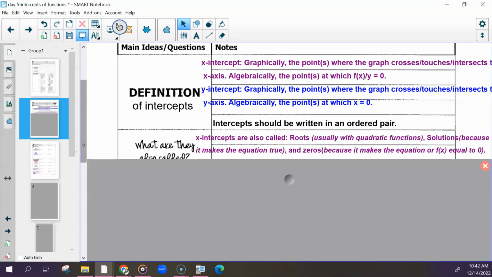I'm going to explain why they're called that, but you don't have to write this part, and the bell's going to ring in like 20 seconds. When we get to quadratic functions, we'll be talking about roots. We were just doing solving, where we solve for a solution that makes the equation true, and then zeros: if we put it back in, it would make it true.